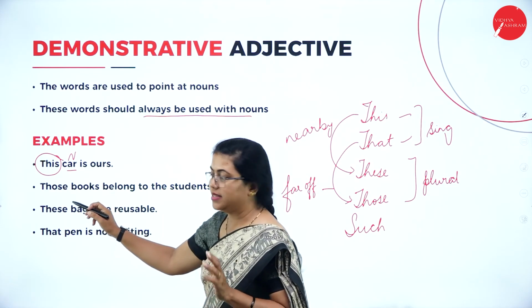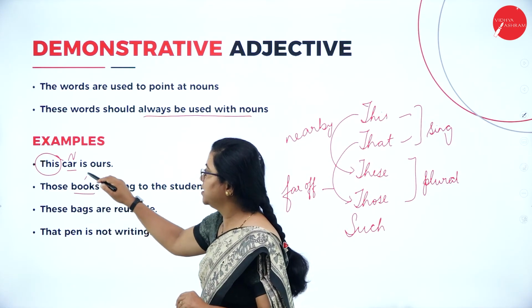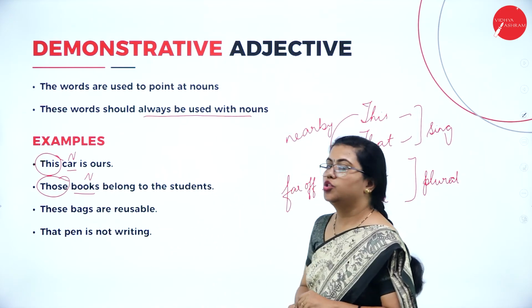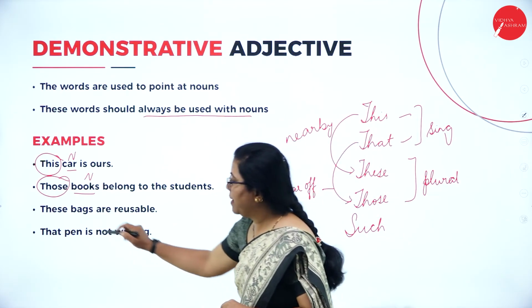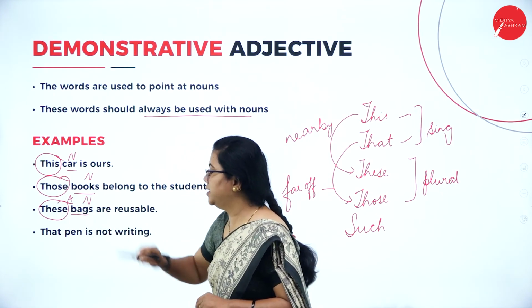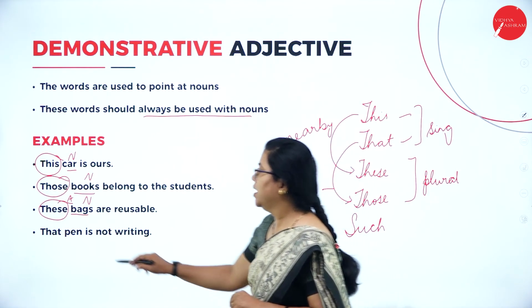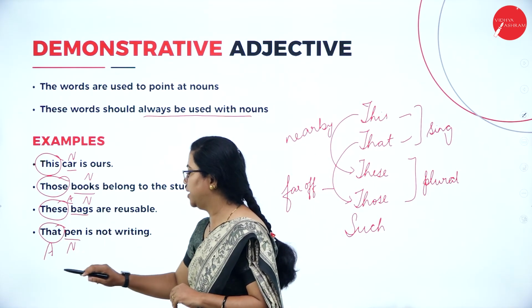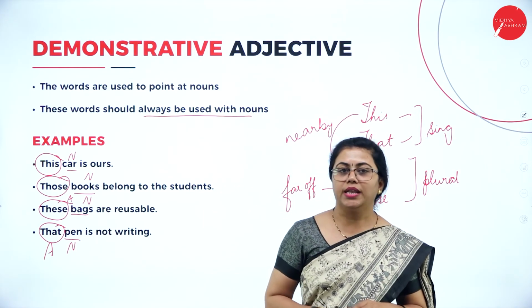Similarly, in the next example, those books. Books is a noun and those is an adjective. Those books belong to the students. These bags, bags is a noun here, then these becomes the adjective here. Again, that pen is not writing. Pen is a noun here and that is an adjective. Okay, so you can keep this in mind.